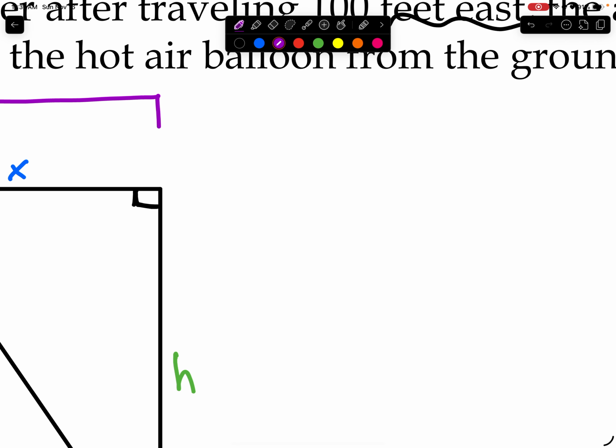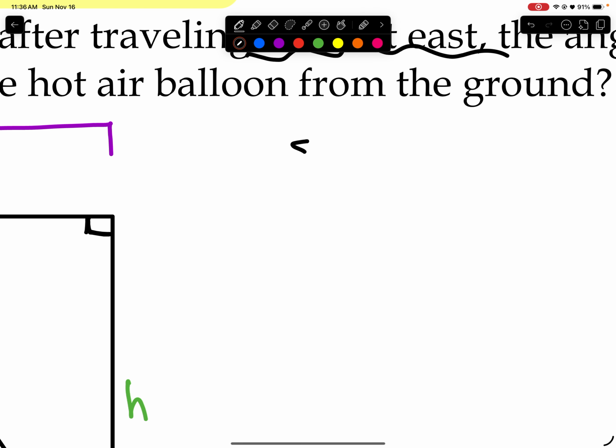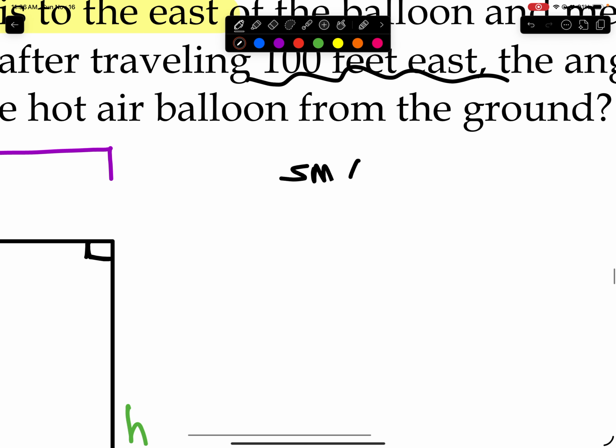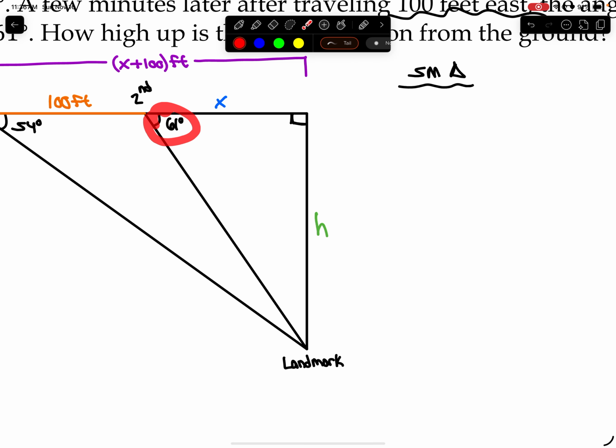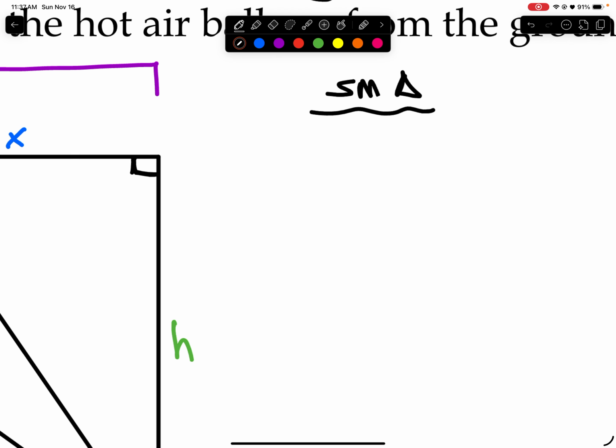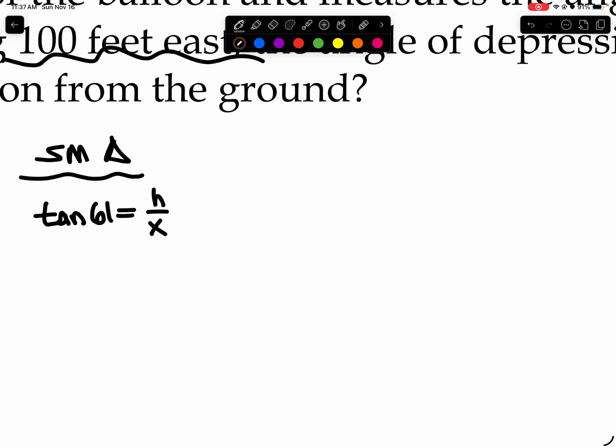So what I'm going to do is first look at the quote-unquote small triangle. So the small triangle is the angle of depression that has 61. So if I have the opposite and the adjacent, I can use tangent. So I know tangent of 61 is going to equal h over x. And then I'm going to reference the larger triangle.